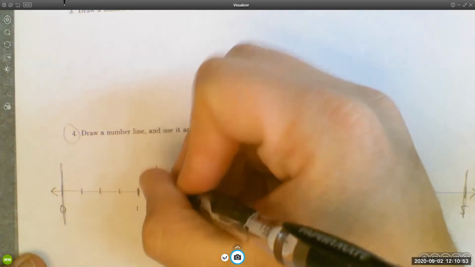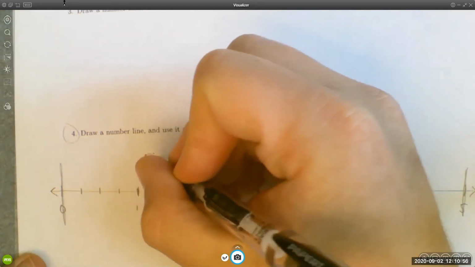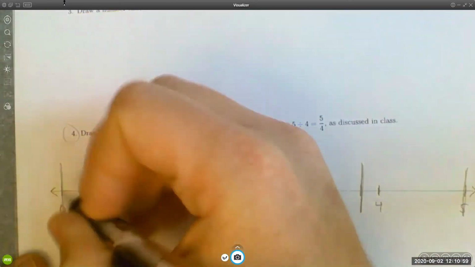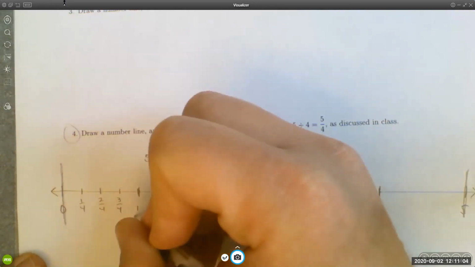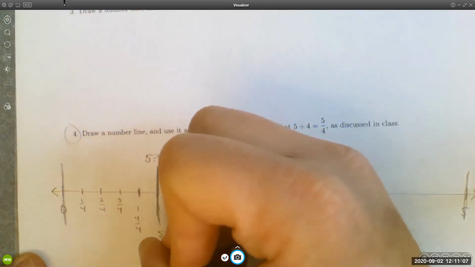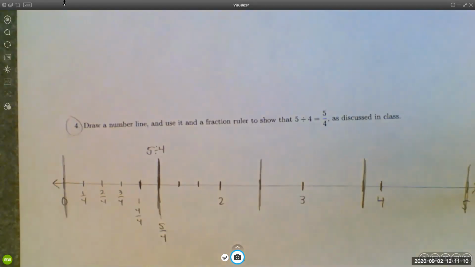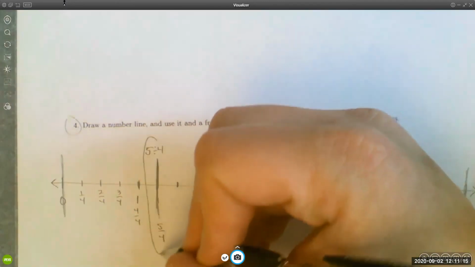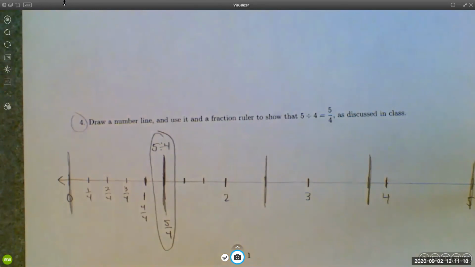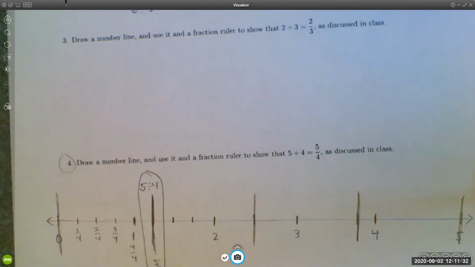So on the one hand, this is 5 divided by 4. On the other hand, it's 1/4, 2/4, 3/4, 4/4, 5/4, right? So 5 divided by 4 lands on the same space as 5/4. That tells me that 5 divided by 4 and 5/4 must be the same number, right? They're the same number. So that's how you do something like number 4 on the fractions and division worksheet. And that's all I have to say about that for now.